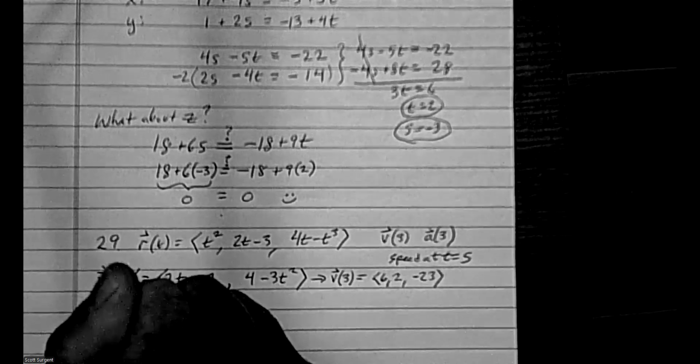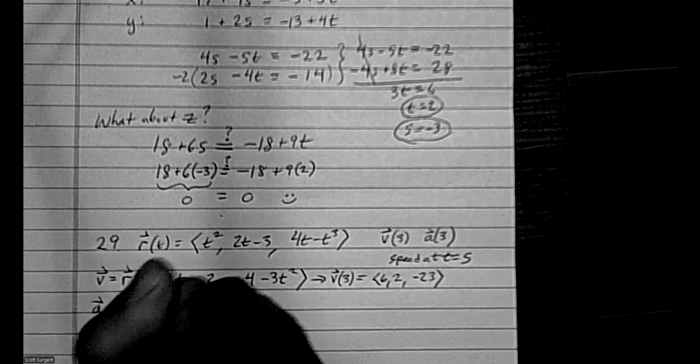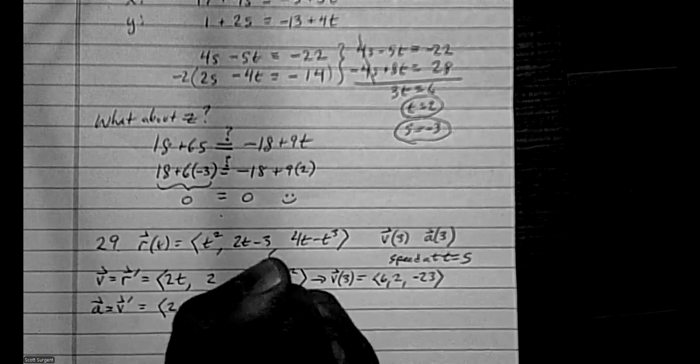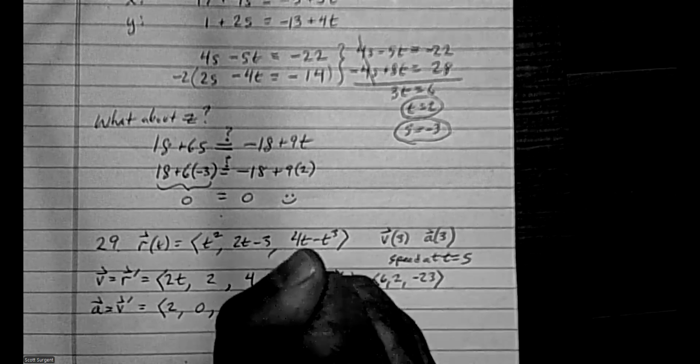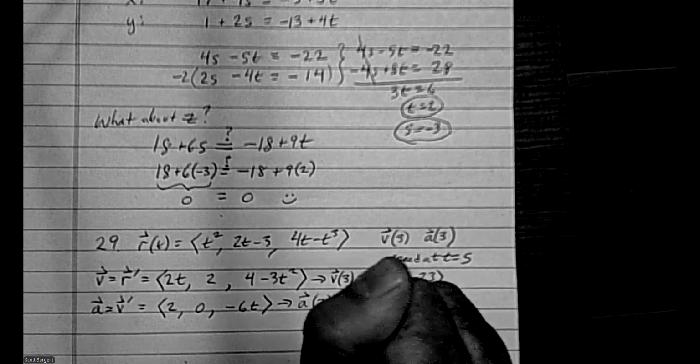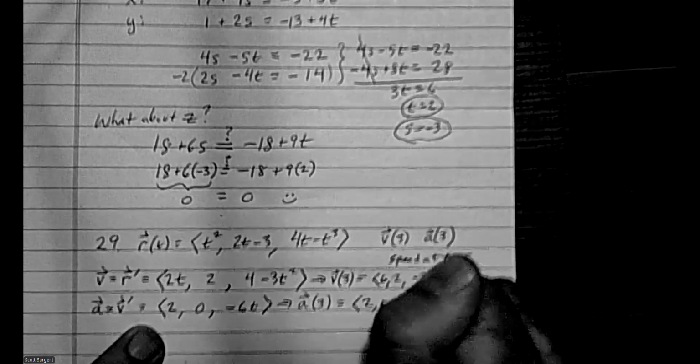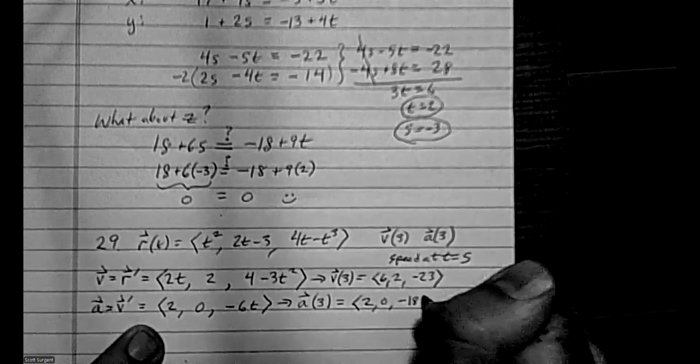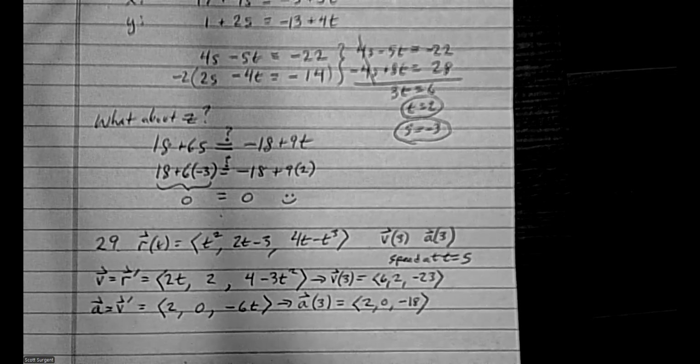Acceleration is the derivative of velocity, the double derivative of r. So we get 2, 0, and then -6t. And we pop in the 3 there. We get, well, nothing changes there. We get 2, 0, and then -18. Okay, so far so good.